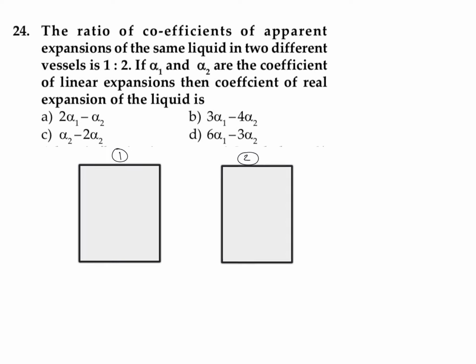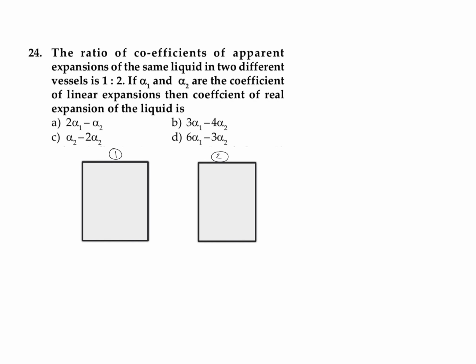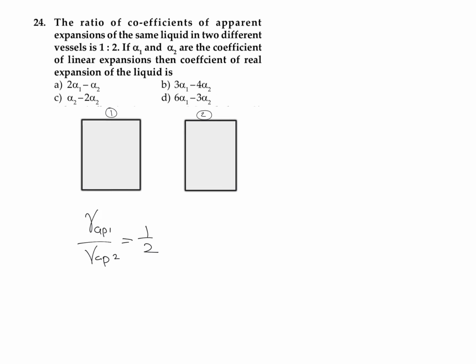So in the question it is mentioned that the ratio of coefficient of apparent expansion of the same liquid in two different vessels is 1 is to 2. So we can take it as gamma apparent in the first situation divided by gamma apparent in the second situation is given as nothing but 1 divided by 2.